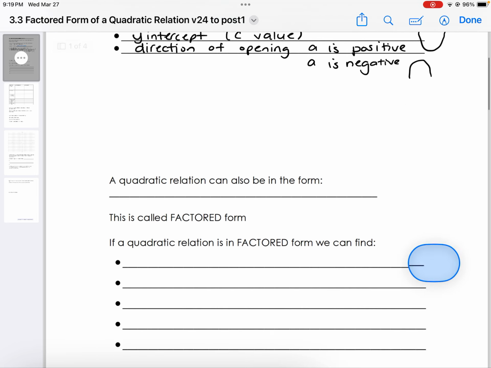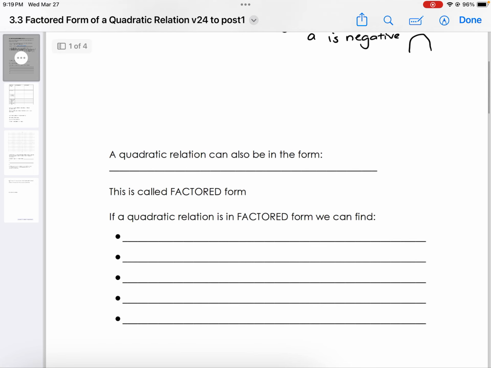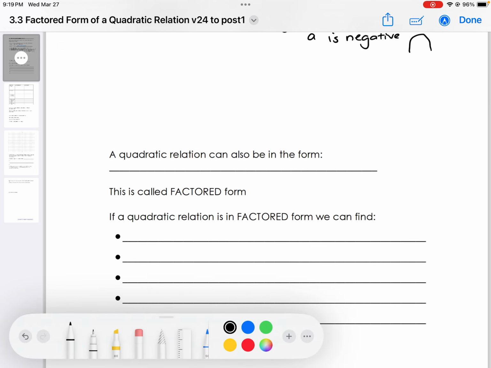So we are going to use what's called factored form. And factored form is going to look like y equals a times (x minus r)(x minus s). That is the general form of what we call factored form. And that is intense. There is a lot of letters there. And so how do we deal with that?